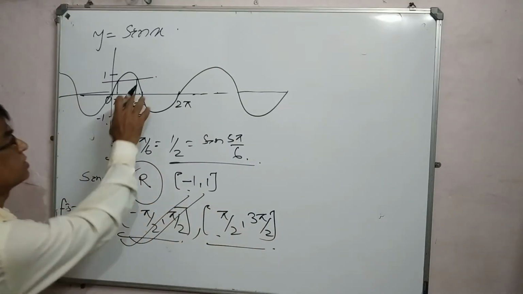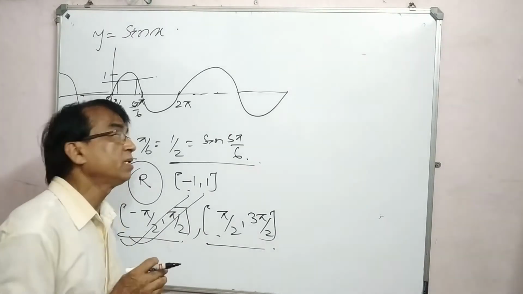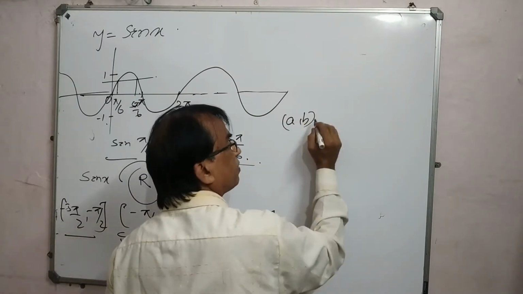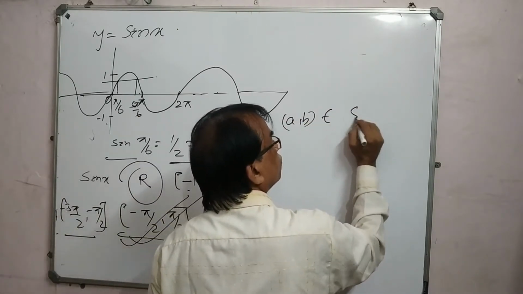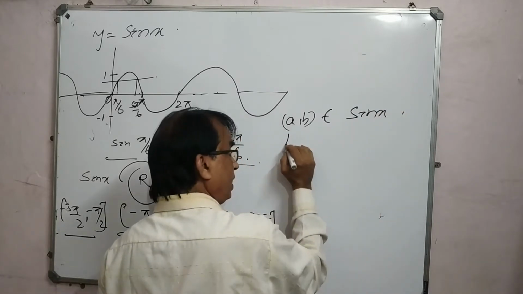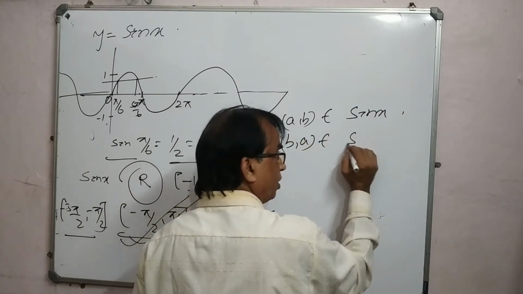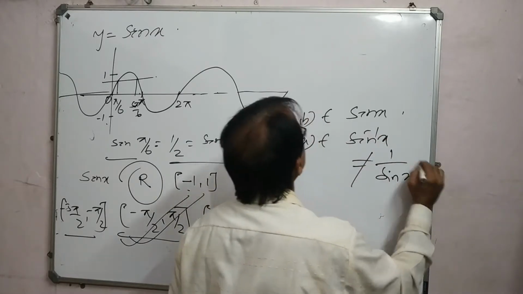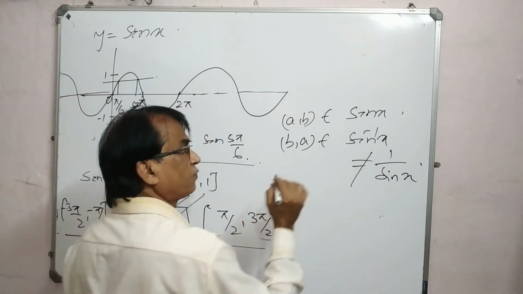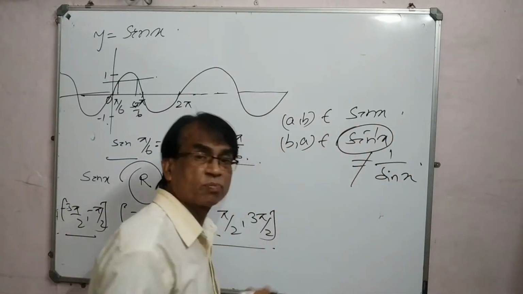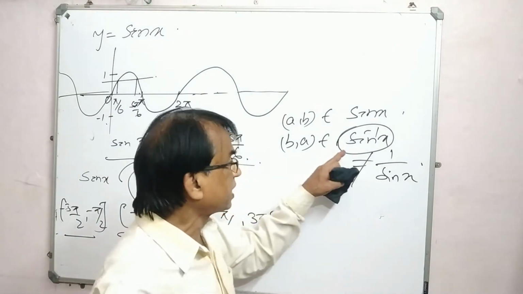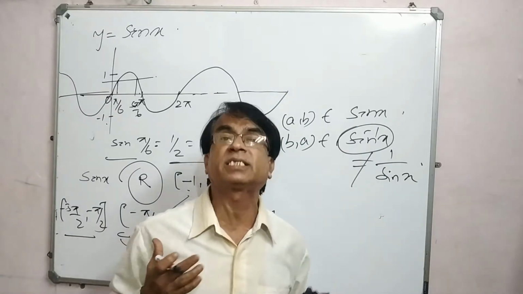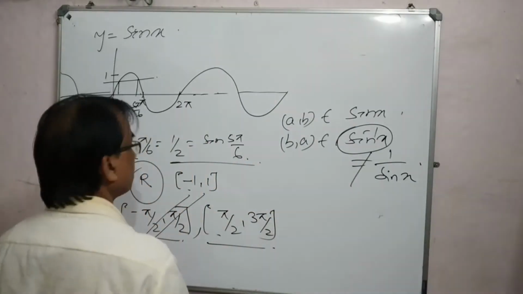Now, this is the sin x curve and the range. If (a, b) is a point belonging to sin x, then (b, a), the corresponding point, belongs to sin inverse x. Never confuse, it is not equal to 1 by sin x. And the most important part is that the graph of sin inverse x is obtained from sin x by interchanging the x and y axis. Let us see this one.